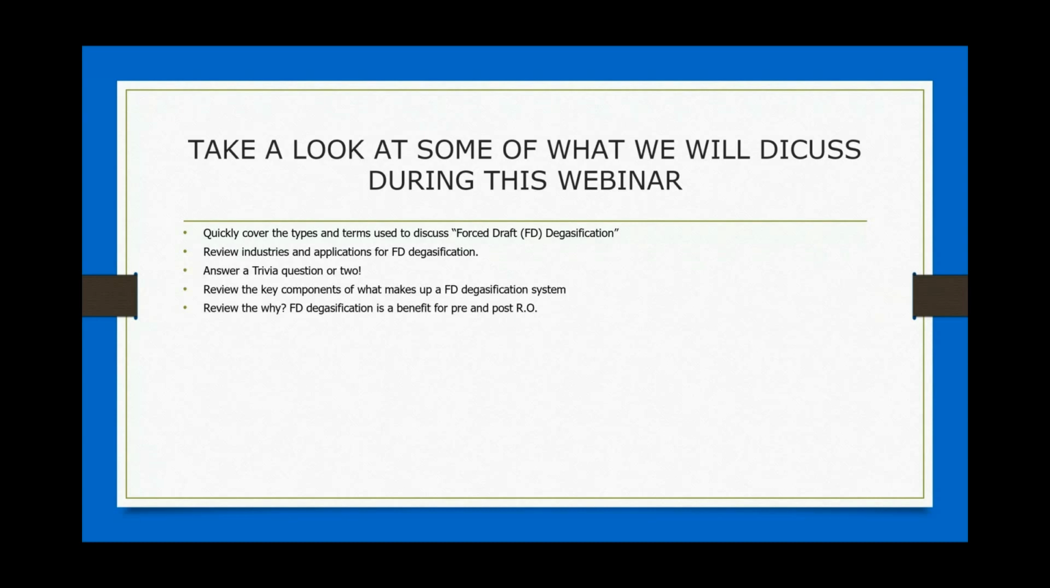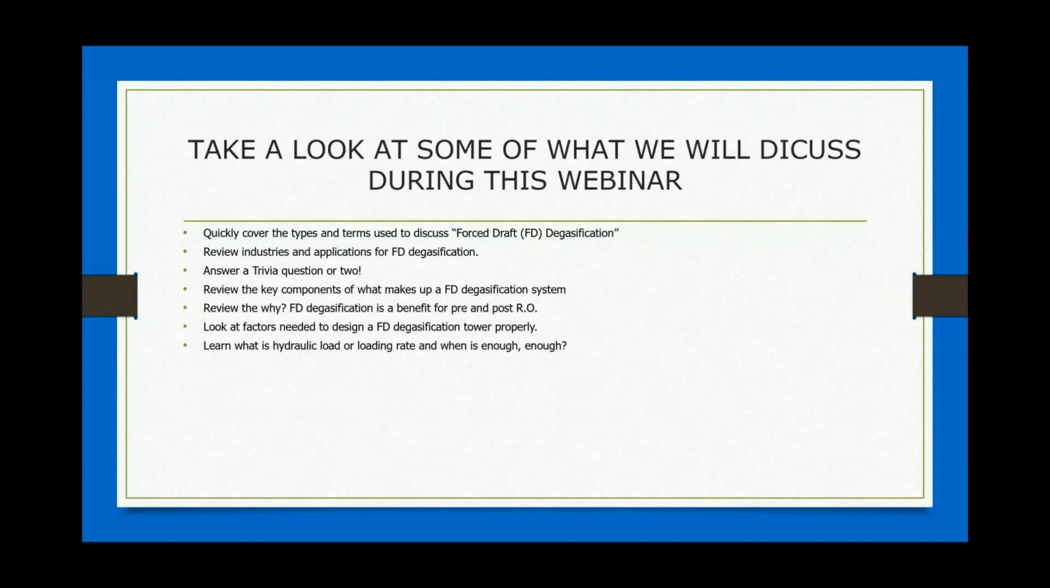And we'll drill down in some of those ideas. And then we'll review why forced draft degasification is a benefit for pre and/or post RO. We'll look at the factors needed to design a forced draft degasification tower properly. There's a lot of variables, and there's a lot of different means and methods, and obviously different companies manufacture their systems differently. And then we'll learn what hydraulic load and loading rates are, and when is enough.